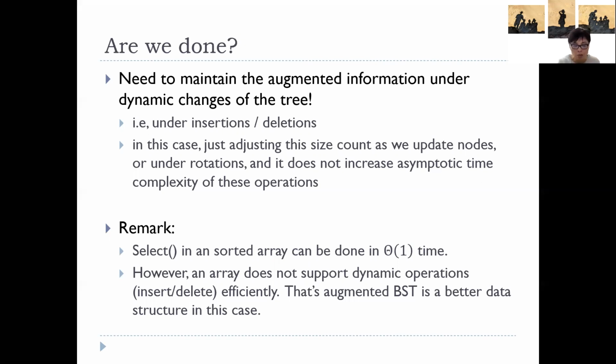Another remark is that you may say, but if I don't use a binary search tree, and just organize all the numbers in a sorted array, then I can select a specific order statistic in constant time. Why do I bother with the binary search tree? Well, the reason is because an array does not support dynamic operations. The whole reason that we want a binary search tree versus just using an array is because a binary search tree can support dynamic updates, insertion and deletion, efficiently, which an array cannot. So that's why using the augmented binary search tree is a better data structure in this case.